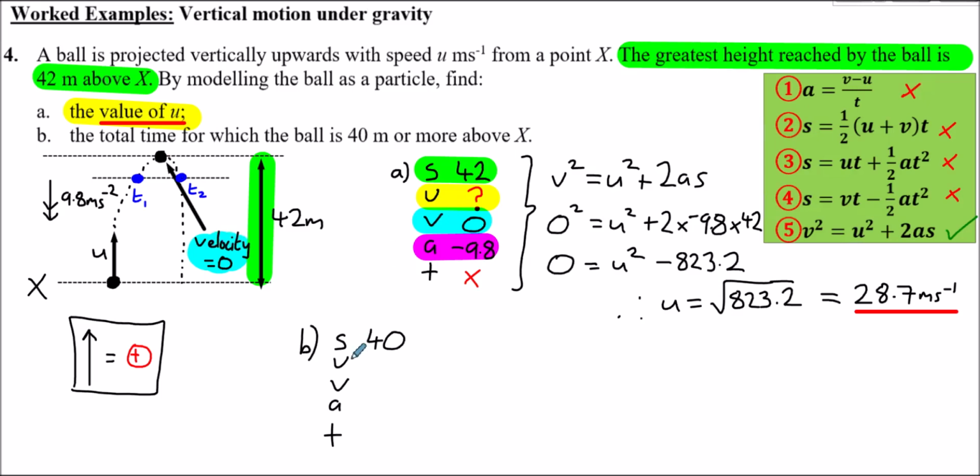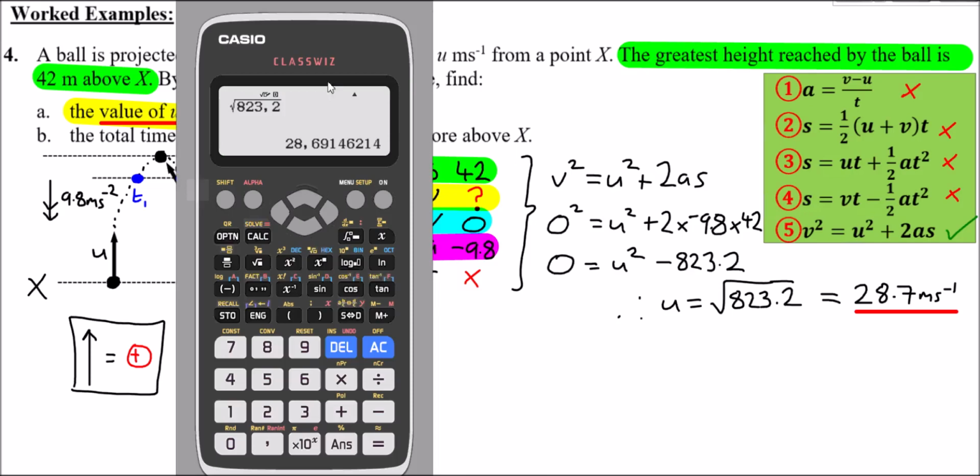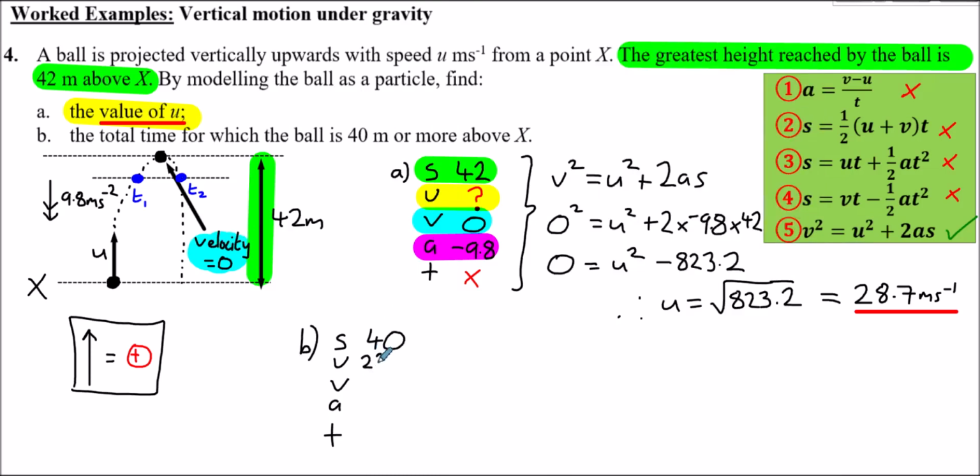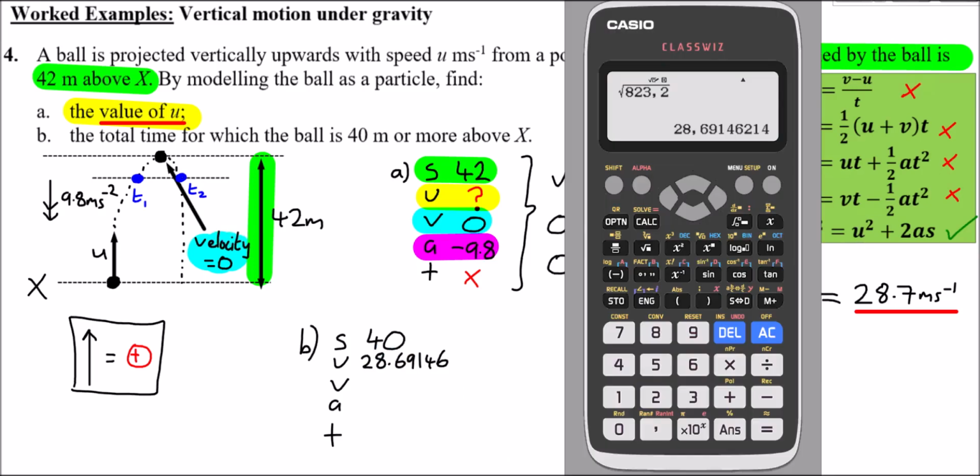So just fill in what we know again. So the initial velocity, well, we now know it's 28.7. However, let's give it more accuracy so we don't incur any rounding error. So I'm going to go for 28.69146. We worked out this from part A, so we may as well use it if we can.